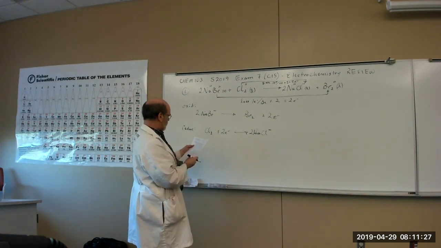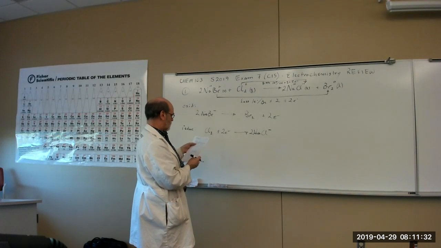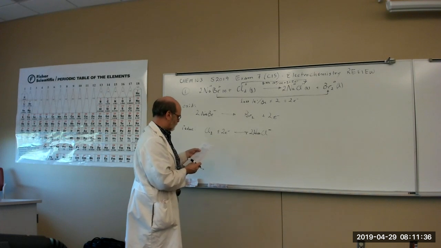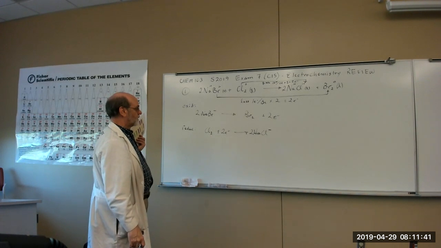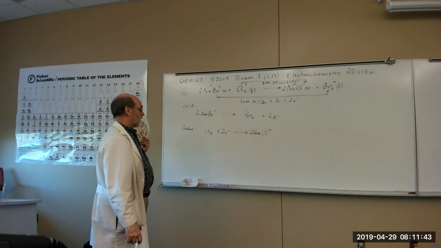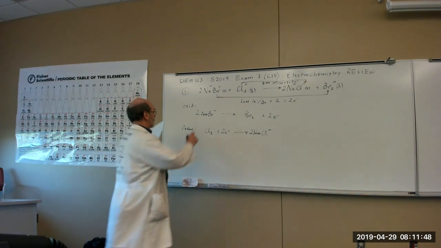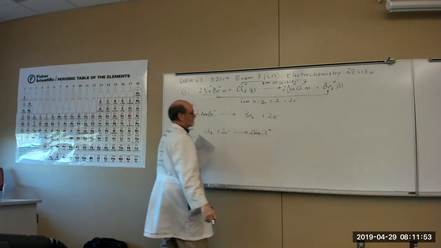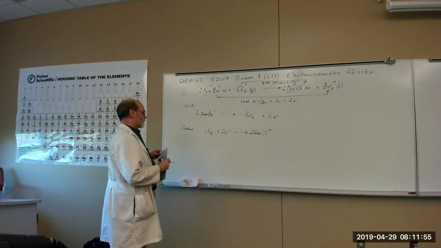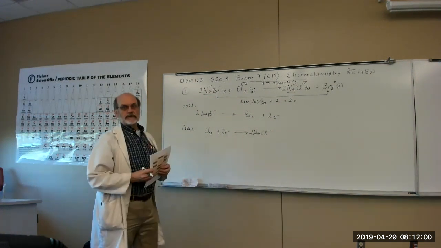So the one that satisfies that looks like 2Br minus, looks like B. B would satisfy that one. So that problem's a little more complicated than it looks. We had to identify the spectator in order to give you the proper oxidation reduction steps. Okay.